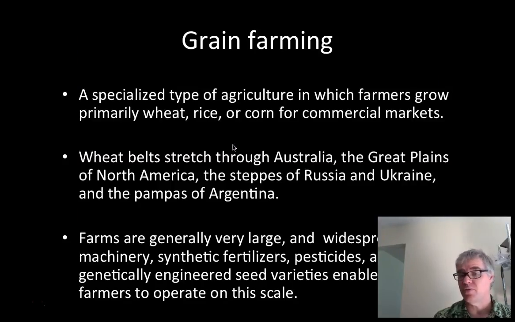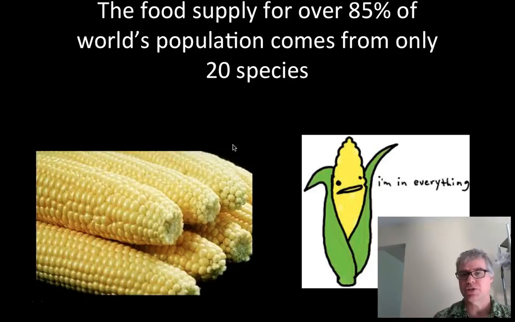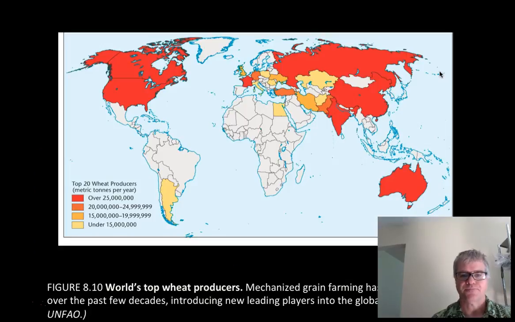Grain farming, of course, is another big one, like wheat production, like corn production. Corn is, of course, one of the biggest in the United States. And just to give you an idea of how prevalent grain production is, the food supply for over 85% of the world's population comes from only 20 species. So things like corn, wheat, rice, right? Those sorts of things make up the major part of the diet of most people in the world. So it's actually not a very genetically diverse food production system that we have currently.